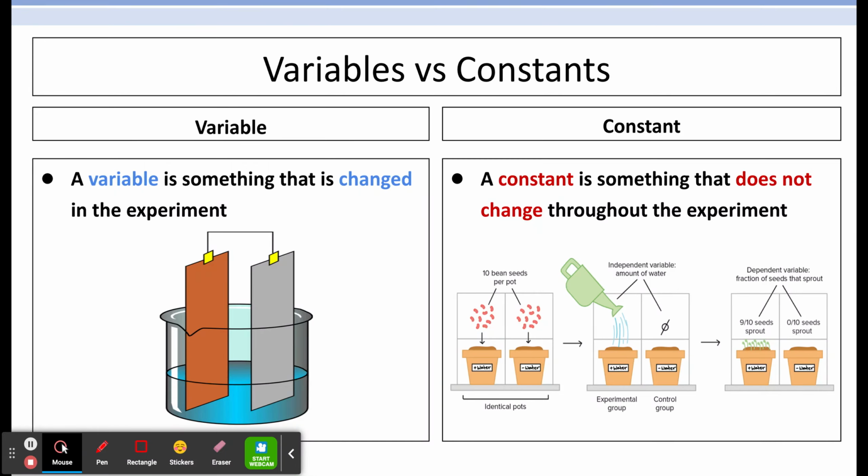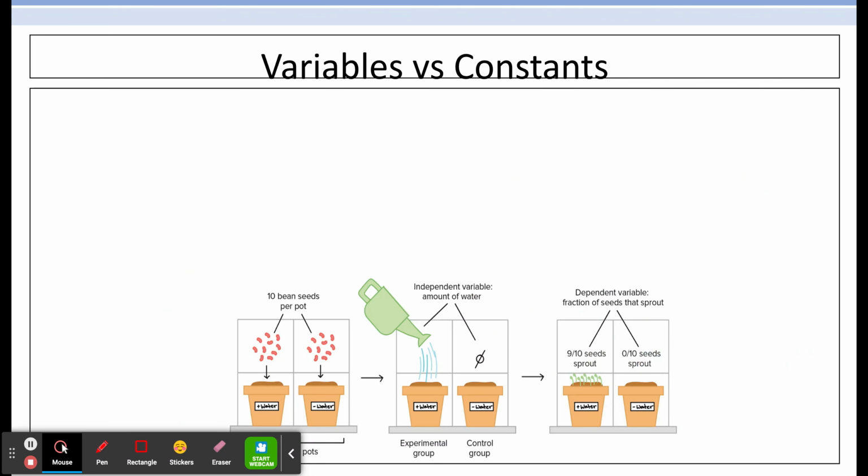And versus a constant, something that doesn't change throughout the experiment. For example, if you're looking at this picture, the number of beans per pot is a constant, and the pots are the same. You're not testing to see if a plastic pot is better than a ceramic pot. The pots are exactly the same. The number of beans are exactly the same, because that's not what you're testing. You want to make sure that your constant couldn't have an effect. A constant is not the same as a control, though.